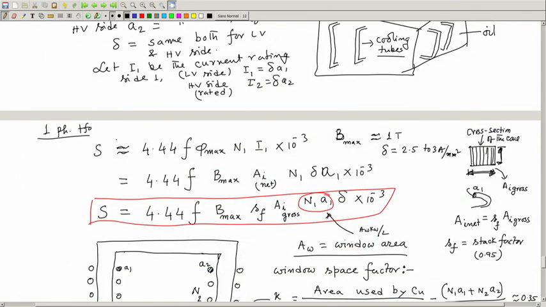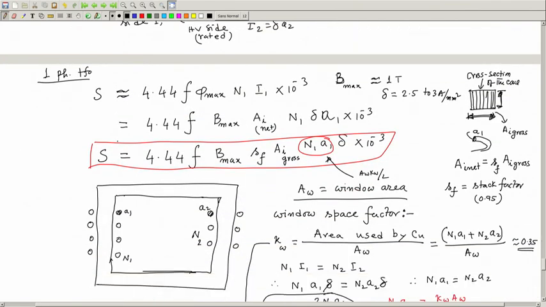that in a transformer, starting from the KVA equation, we define two things. One is the specific magnetic loading and current loading. So, the same volt ampere product, that is the KVA, can be expressed in terms of what is called delta and B max, and we define two factors.